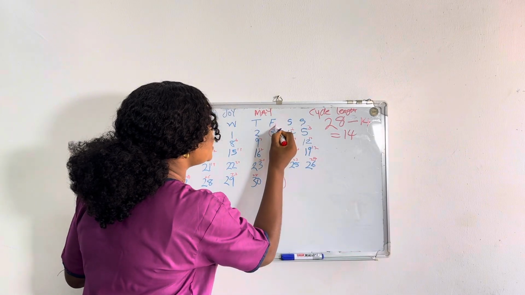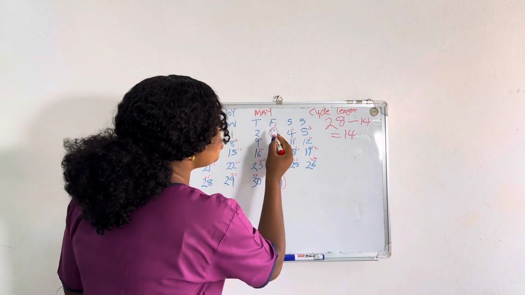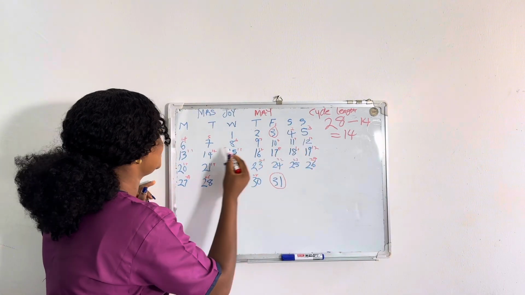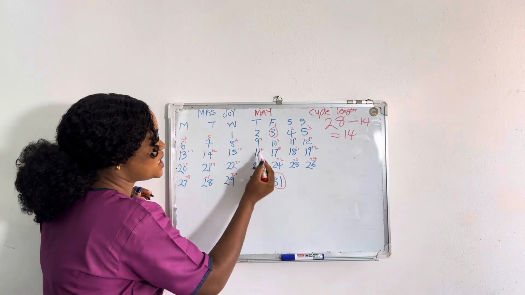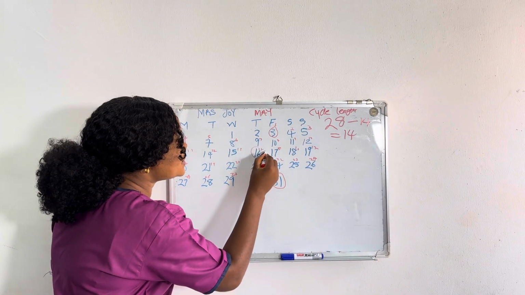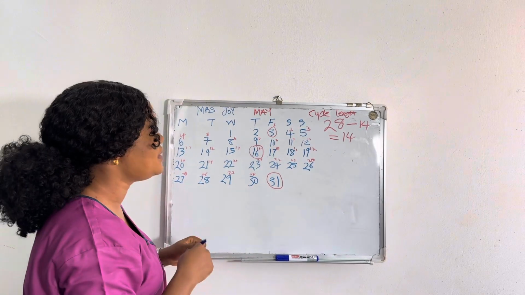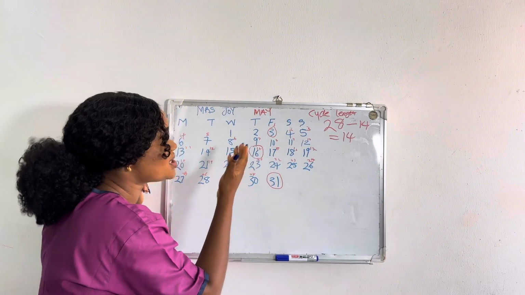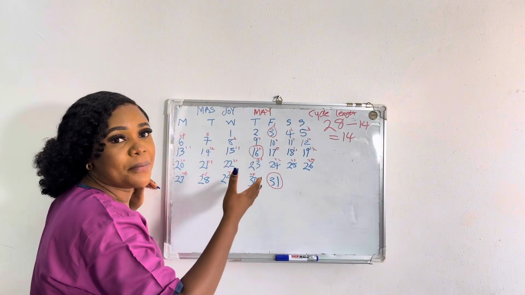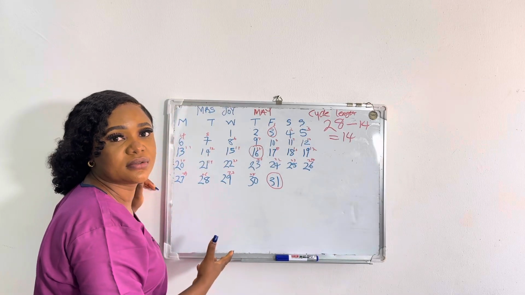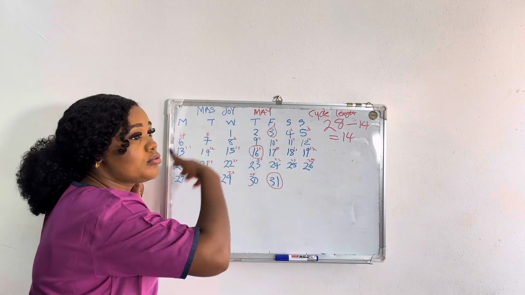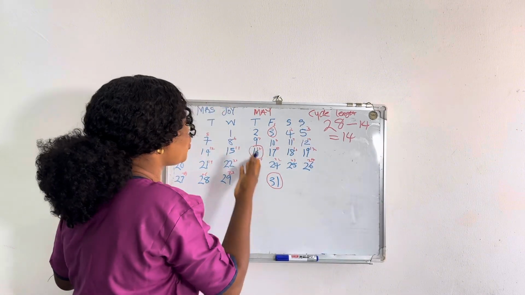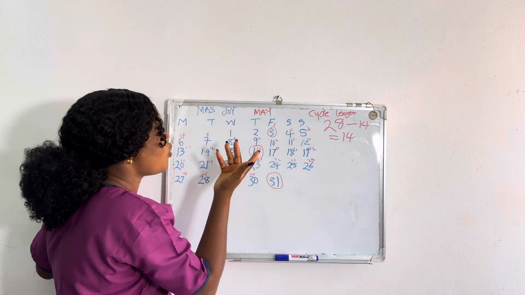Remember I said this was the first day in April, so this is my day one. So we are going to count 1, 2, 3, 4, 5, 6, 7, 8, 9, 10, 11, 12, 13, 14. So the 16th is my day 14. So on the 14th day, which is the 16th of May, Mrs. Joy is likely to ovulate. Yes, she's likely, ovulation simply means release of egg from the ovaries. So she's likely to ovulate on day 14, which is the 16th of May.